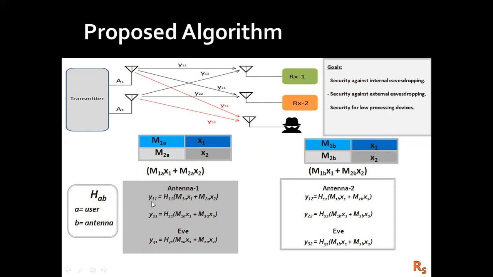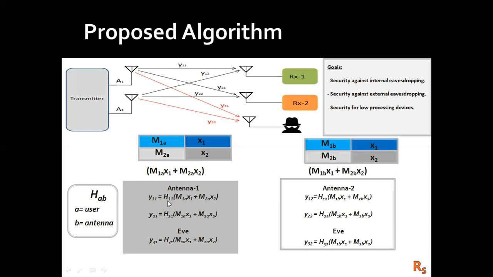So Y11 here represents the transmitted data from the first antenna at user 1, the transmitted data from the first antenna at user 2, and the transmitted data from the first antenna to the eavesdropper. Whereas Y12 represents the transmitted data from antenna 2 at the first user, the transmitted data from antenna 2 to the second user, and the transmitted data from antenna 2 to the eavesdropper.